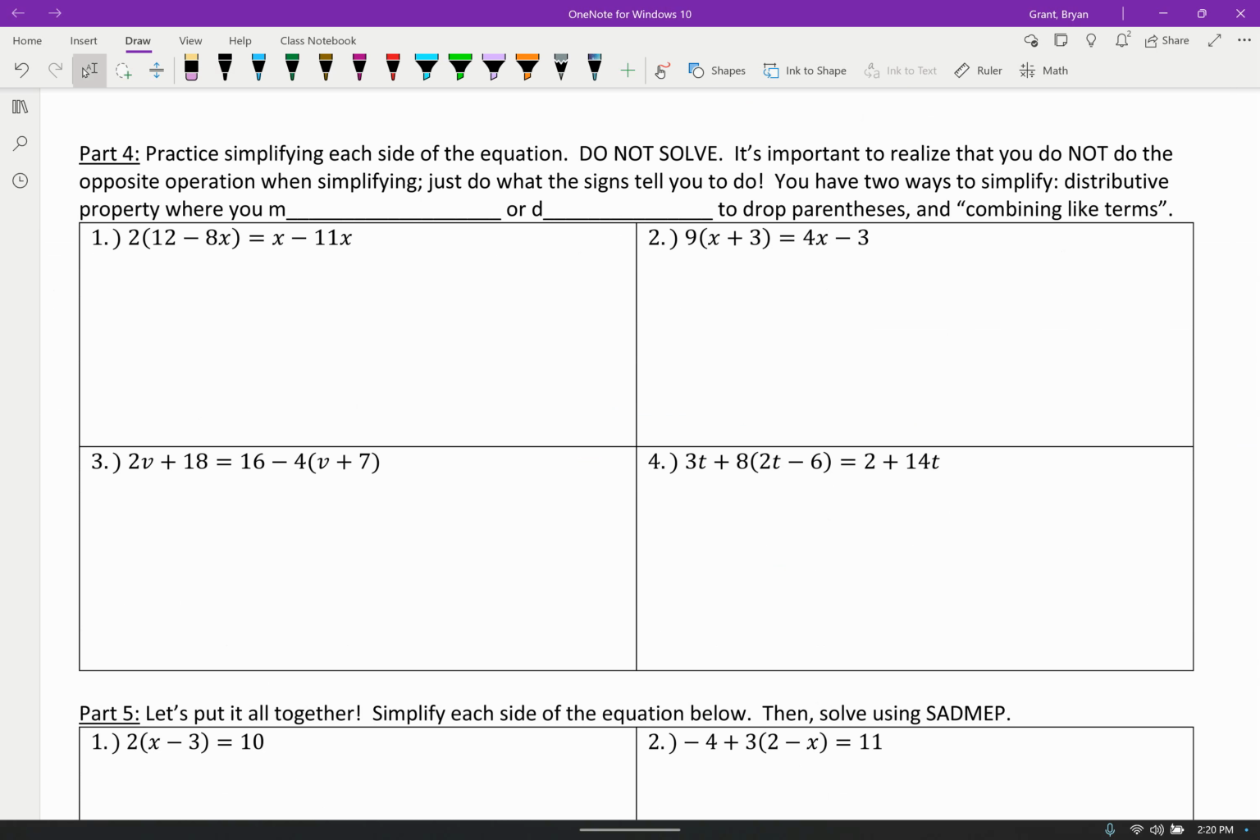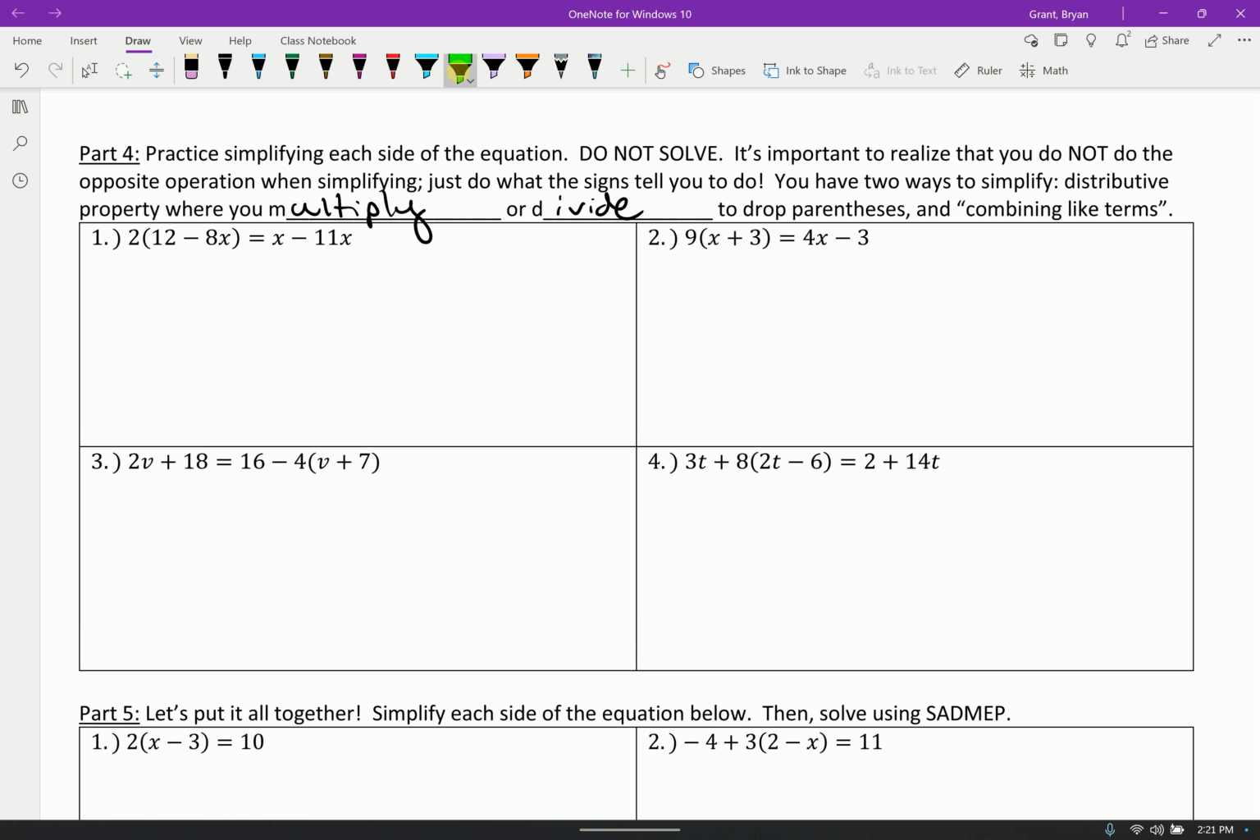So what we're going to do on part 4 here is we're just going to practice simplifying each side of the equation. And then we can jump to part 5 where we actually solve and simplify. Because sometimes equations can be simplified to make your overall solving easier. And there's really 2 ways to simplify. One way is distributive property. And that's where you multiply or divide, though I didn't give you any division examples here, to drop parentheses.